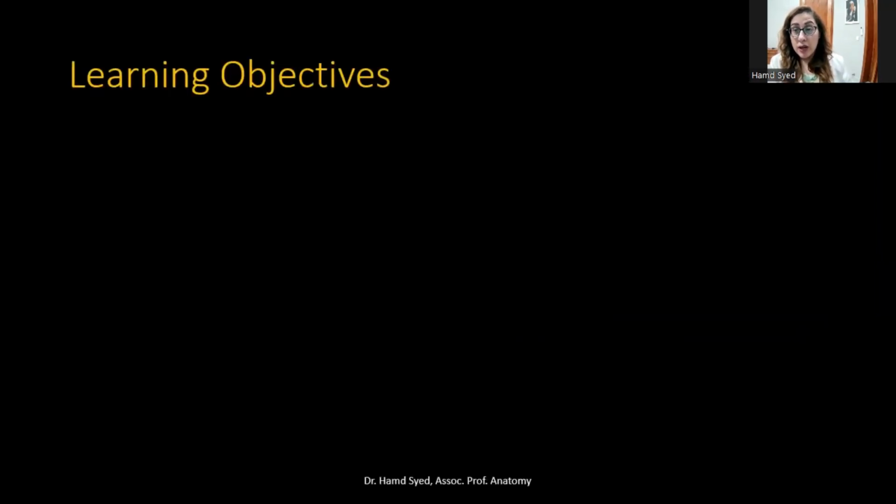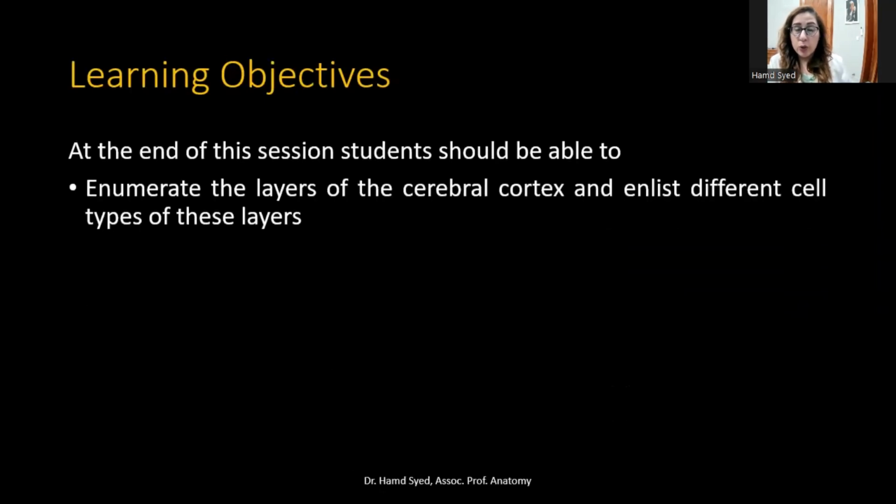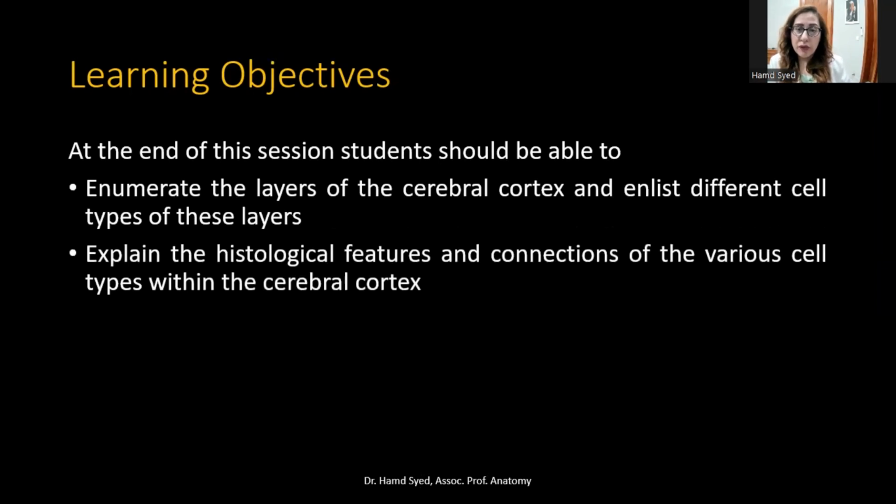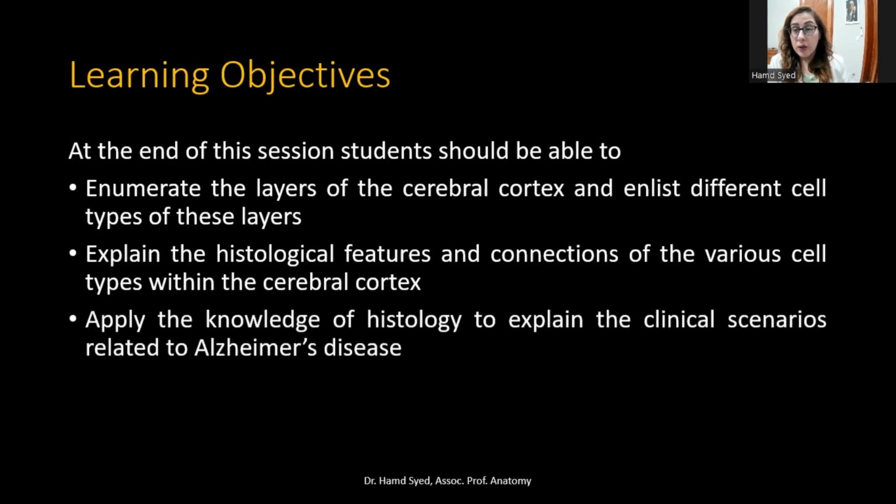So starting with today's discussion, our learning objectives are that we are going to enumerate the layers of the cerebral cortex and we shall enlist different cell types of these layers. Also, I'll explain the histological features and connections of the various cell types within the cerebral cortex and apply the knowledge of anatomy and histology to explain the clinical condition known as Alzheimer's disease. So these are our learning objectives for today.